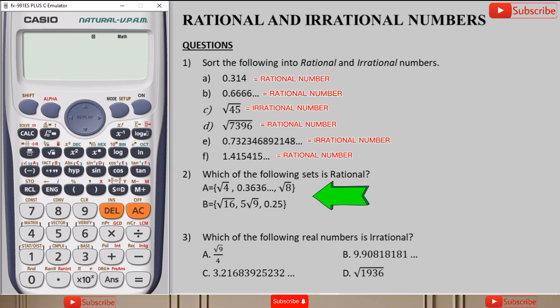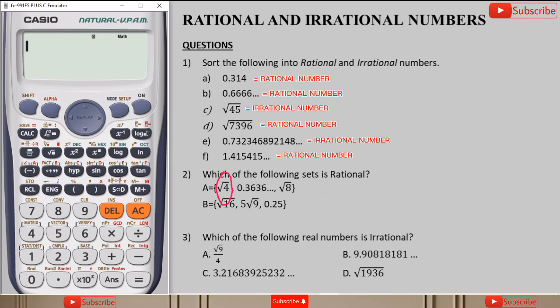So when we pick set A, we test for all its elements, and afterwards we pick set B and also test for all its elements, in order for us to be able to determine which one of them is rational. So let's start from set A. For set A, we have square root of 4, 0.3636 recurring, and we also have square root of 8. So we test for the elements one after the other.